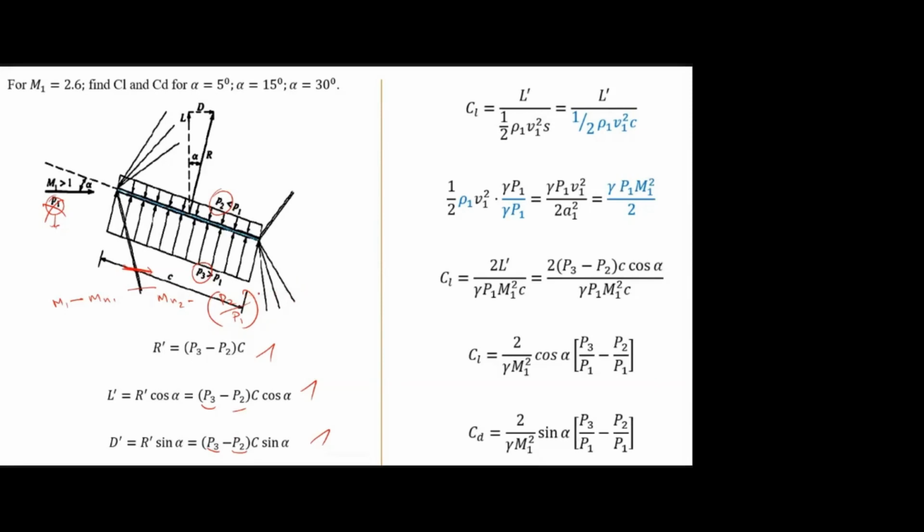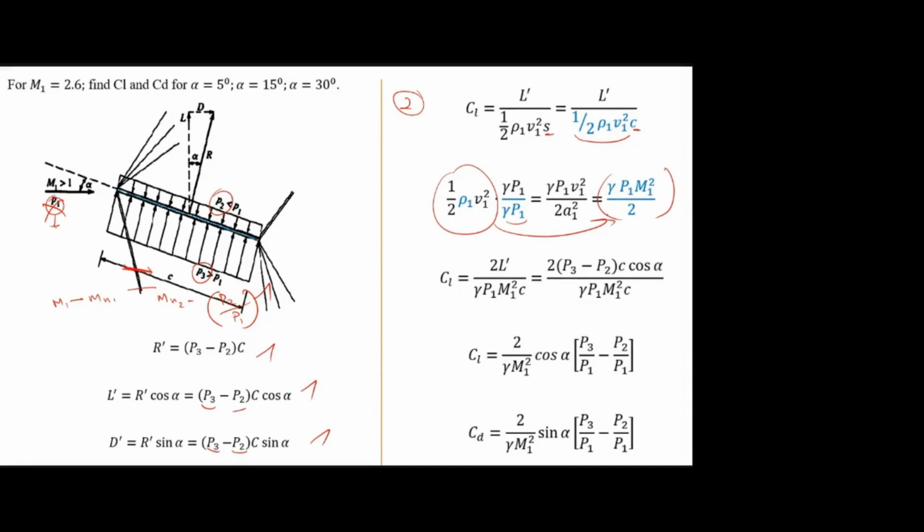Or in another procedure, straight away we can use the pressure ratio instead of substituting P1. For that we use this second method. Instead of S, C and this half rho V square dynamic pressure, I am multiplying by gamma P by gamma P. We know gamma P by rho is A square. Now I have gamma P1 V square divided by 2A square. You know V by A is M, so V square by A square is M square. So we converted half rho V square in terms of pressure and Mach number. Is that clear? This step?